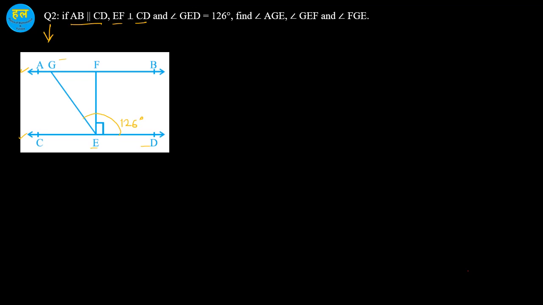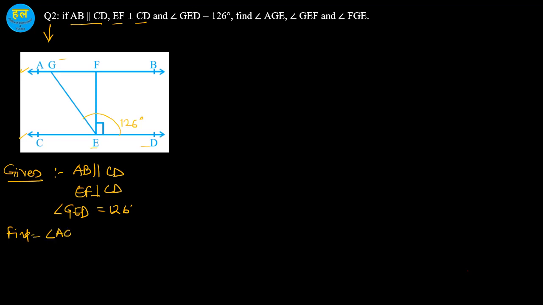Okay, so what we will do first, we'll write the given things. What is given? That AB is parallel to CD. What else is given? EF is perpendicular to CD, and angle GED is equal to 126 degree. What we have to find? We have to find angle AGE, angle GEF and angle FGE. Okay, let us start with the solution.